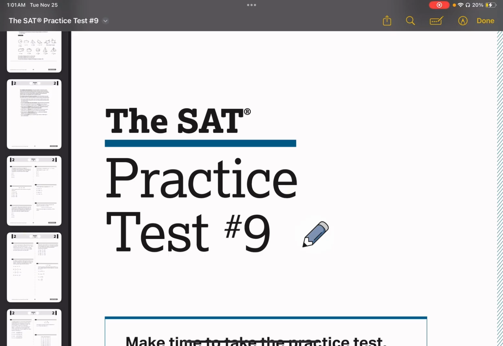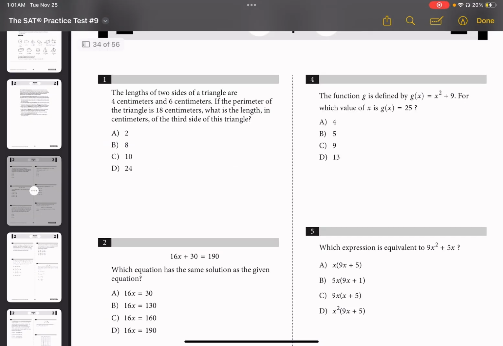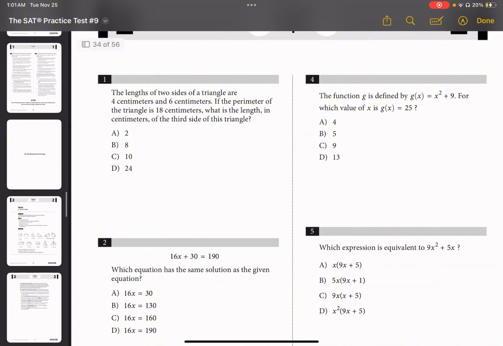We're going to be tackling practice test 9 throughout these next 4 episodes, starting with module 1 of the math today. We're going to jump straight in with the first question.